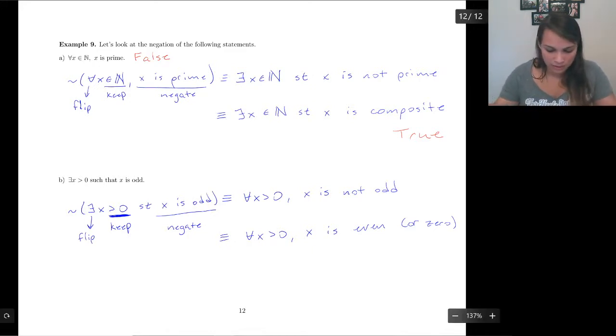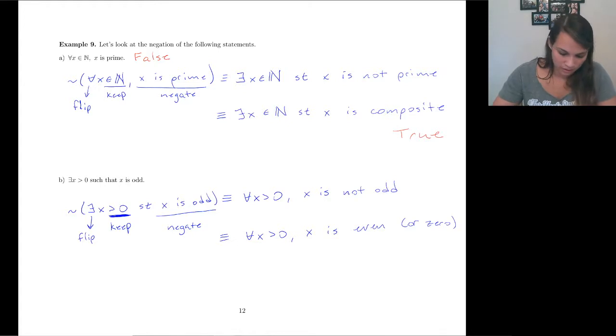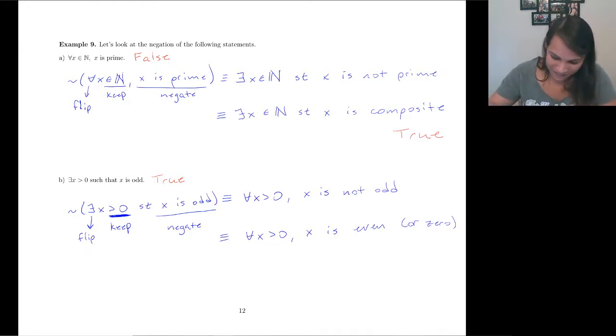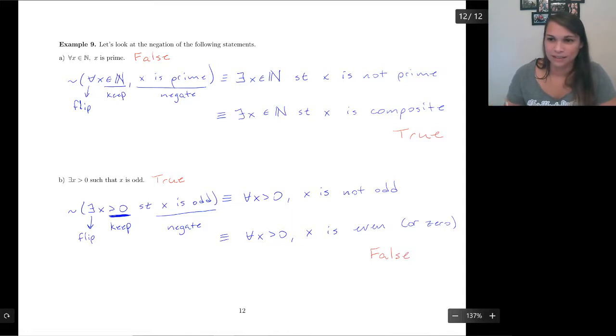So let's really quickly think about the validity of this statement. This first one is true because there are numbers that are bigger than 0 that are odd. In fact, I think all the odd numbers are bigger than 0. And so this one, all the numbers bigger than 0 are even. That is simply not true.